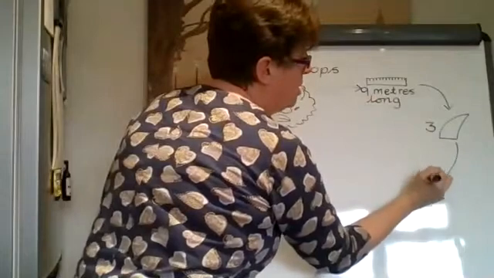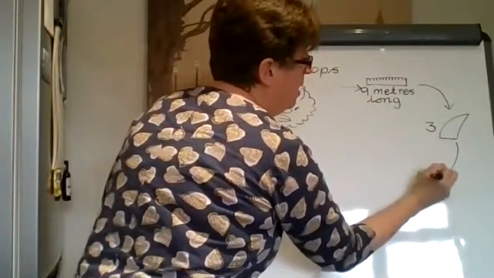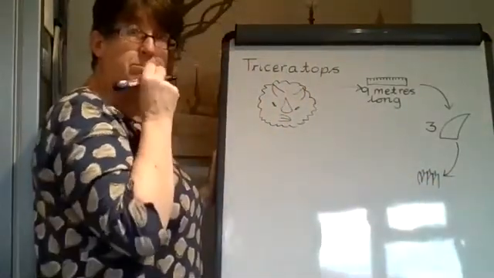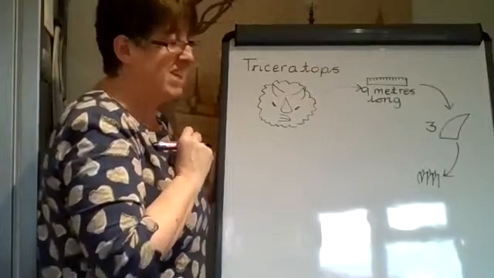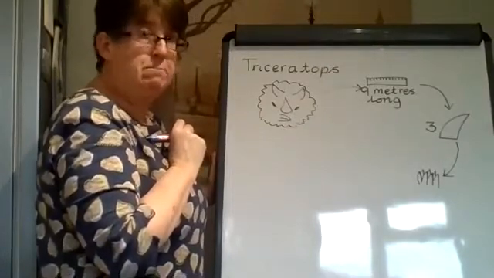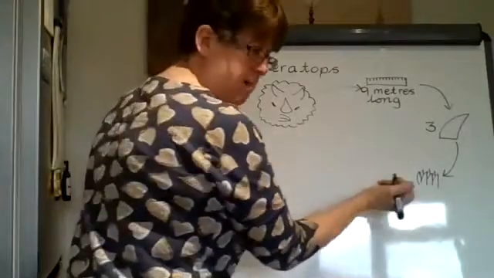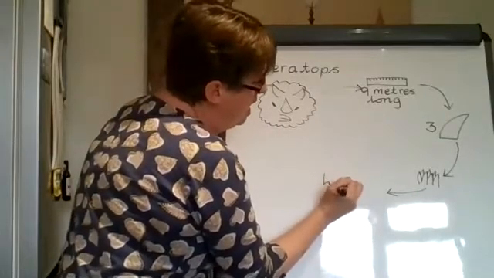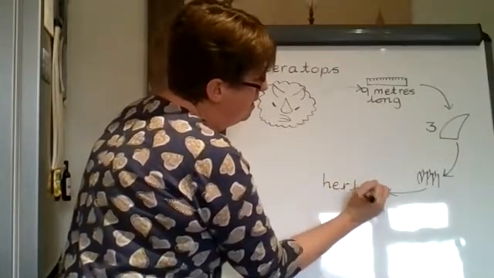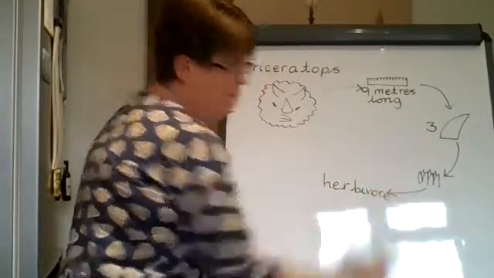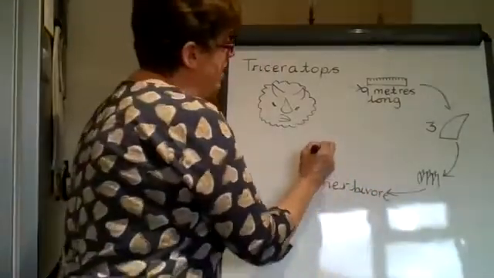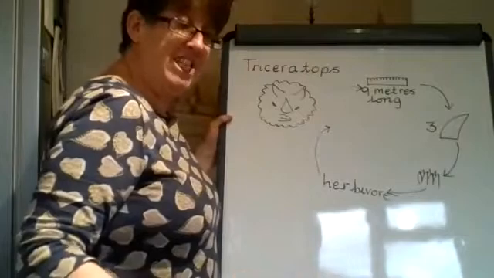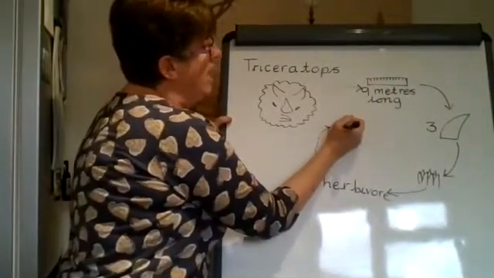I'm going to draw some grass down here. Okay, so it liked to eat plants. It didn't eat meat. It was a herbivore. Do an arrow along there actually and use the word herbivore in my map. Herbivore. On to the next bit of information. The Triceratops had a mouth like a bird's beak.